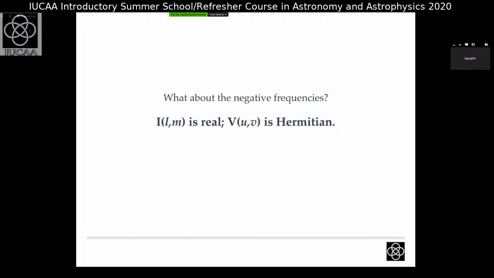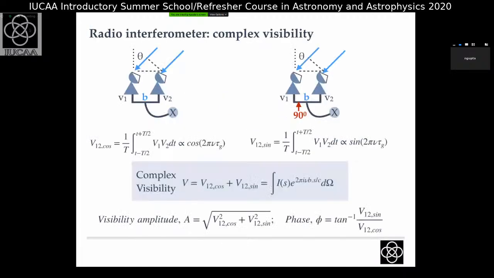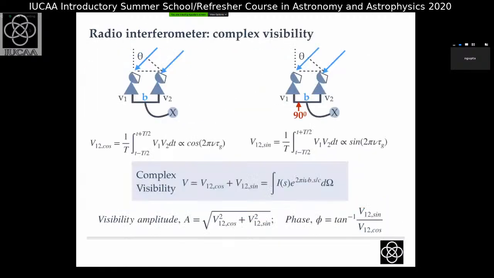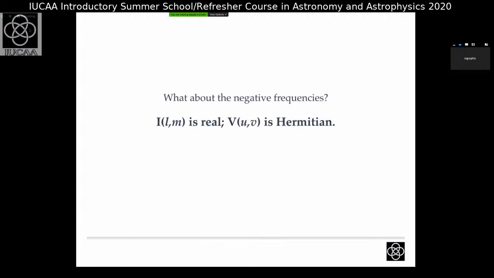Right. So what about the negative frequency? That's another thing, because whenever we write a Fourier transform, we integrate it from minus infinity to plus infinity like that, right? So what happens to the negative frequencies?